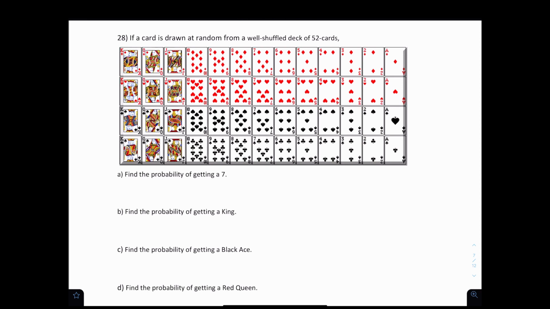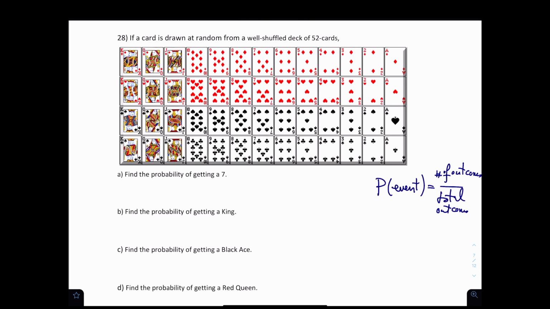Okay, let's start with problem 28. If a card is drawn at random from a well-shuffled deck of 52 cards, let's see if we can calculate the following probabilities. And once again, the probability of an event or an outcome is the number of outcomes in that event divided by the total number of outcomes. So don't ever forget that. That's a fundamental probability formula.